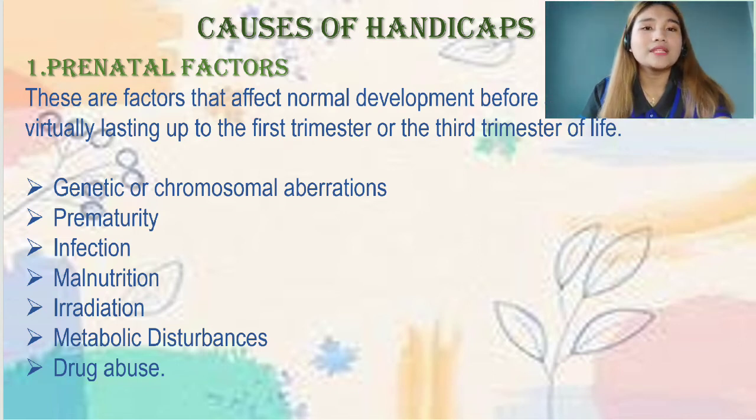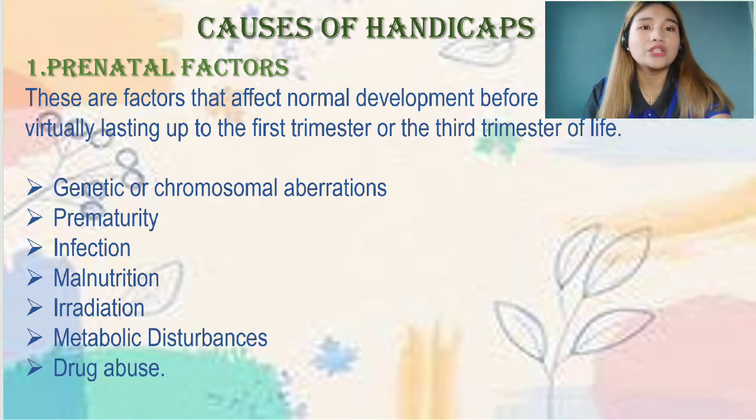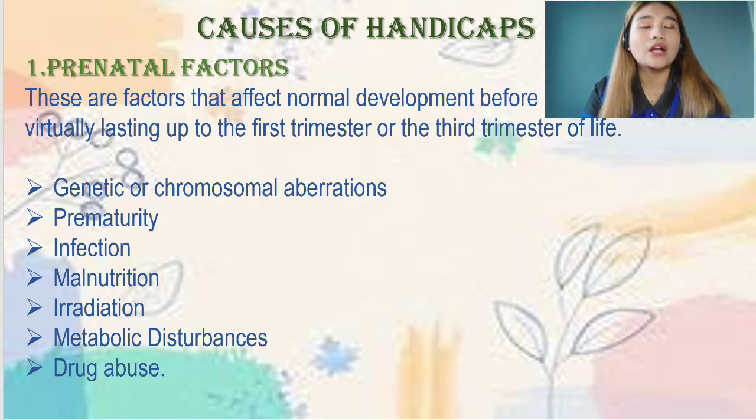For number 5 is irradiation. Exposure is especially concerning in children. For one thing, children are more sensitive to radiation than adults because their body are still growing. Children might also receive a higher radiation dose than necessary if equipment settings are not adjusted for their smaller body size. For 6 is drug abuse.